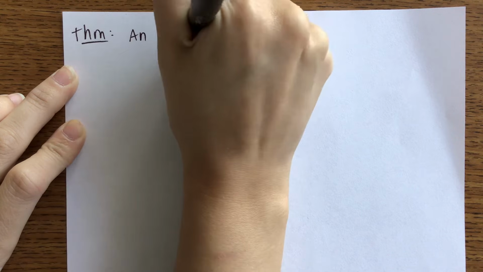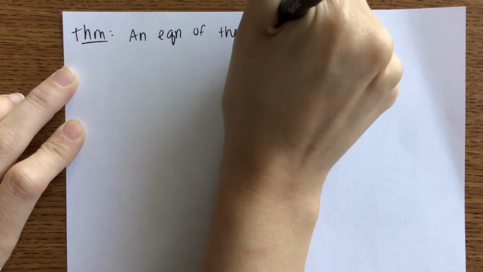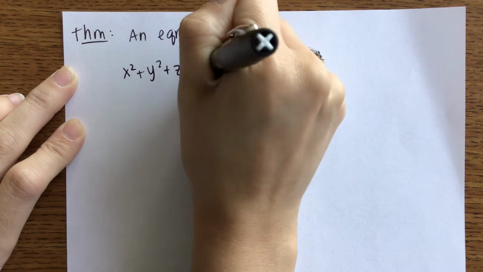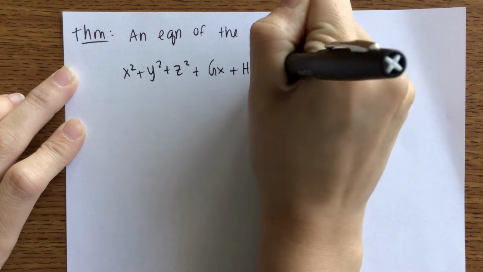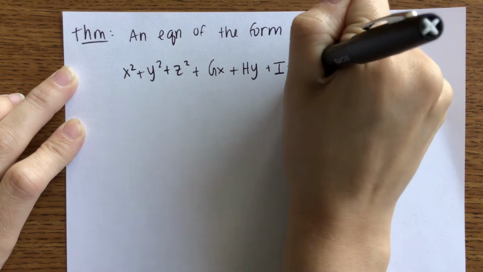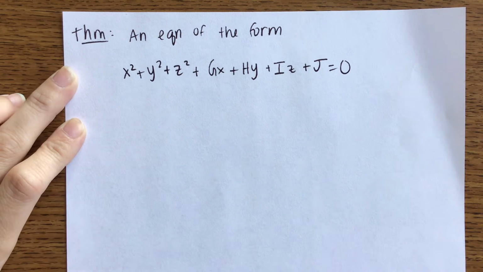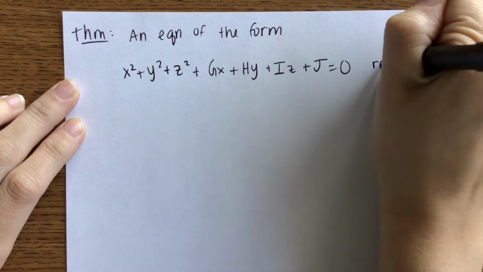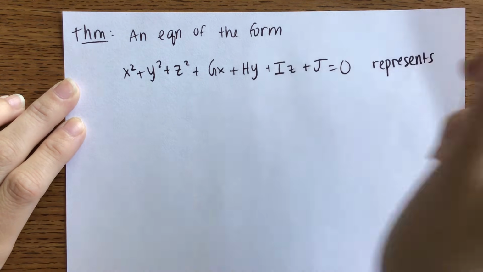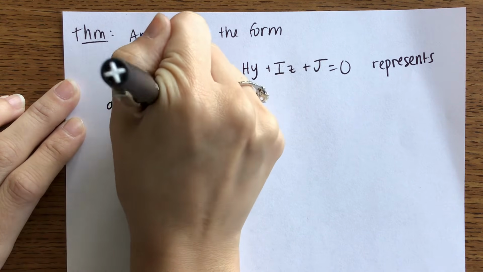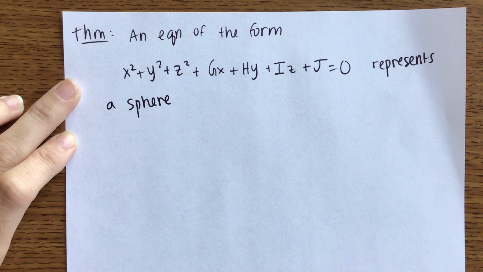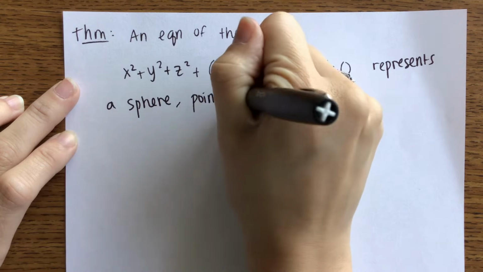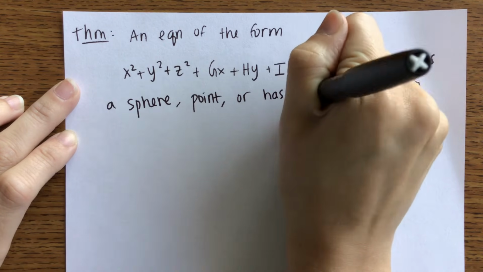An equation of the form x squared, add y squared, add z squared, add gx, add hy, add iz plus j equals 0. So here g, h, i, and j are all constants. This could represent a sphere, like in the case that we just saw. We completed the square and it was a sphere. It could represent a point, or it could have no graph.